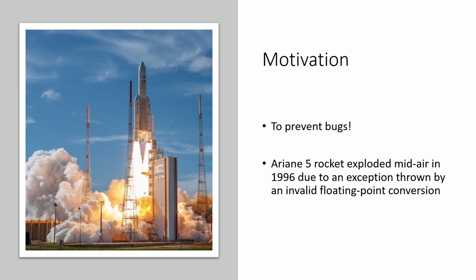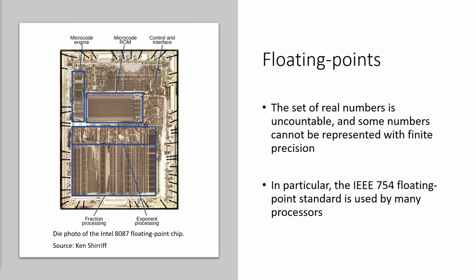The estimated cost of the incident was $370 million, and its payload, a satellite to study Earth's magnetosphere, was only launched again 4 years later, delaying numerous researches. So, what are floating points? It's one format out of many others that is used to represent real numbers with finite precision. The IEEE 754 standard defines floating point arithmetic used by many processors today.